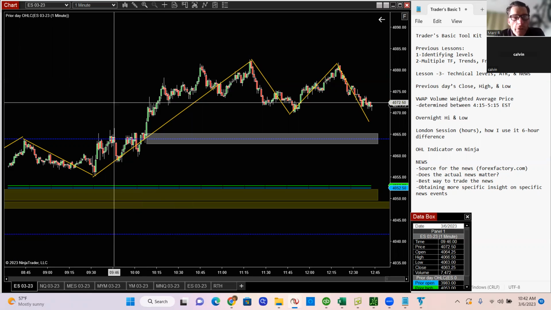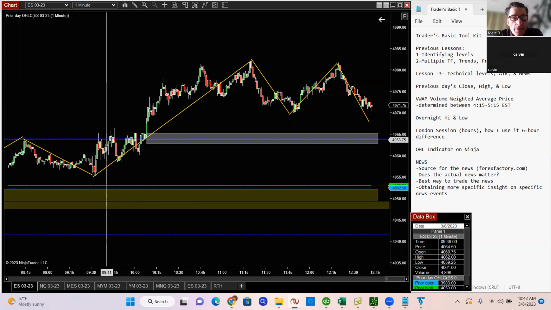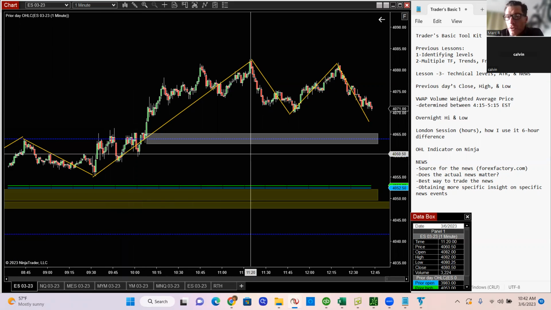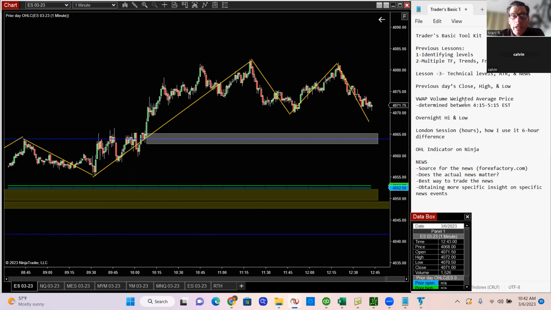So for me, the overnight high is just the highest price the market went to before the 9:30 a.m. open. And that's what my blue line represents there. So settlement price, look that up, VWAP. You don't need to know it in depth for trading. You just need to know it to be aware of it.